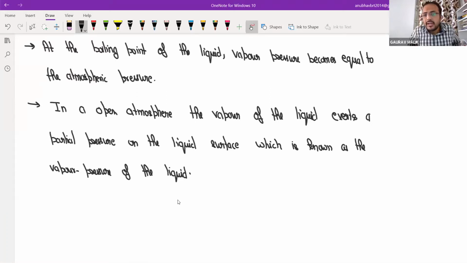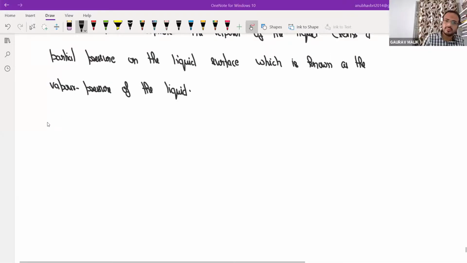And we know that we use mercury in barometers. Due to which property of mercury, related to this concept? Low vapor pressure. Very nice. Next, it is all about the vapor pressure.